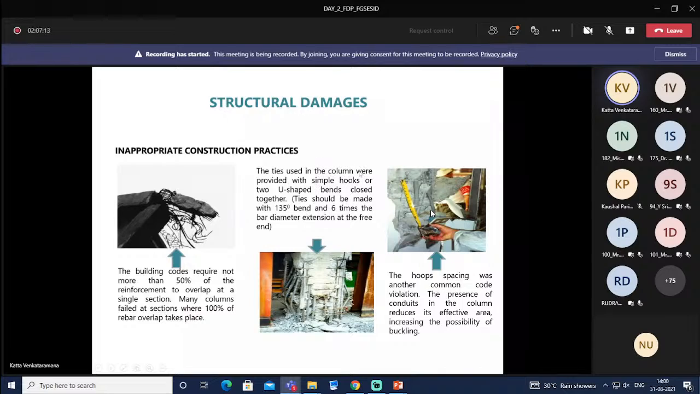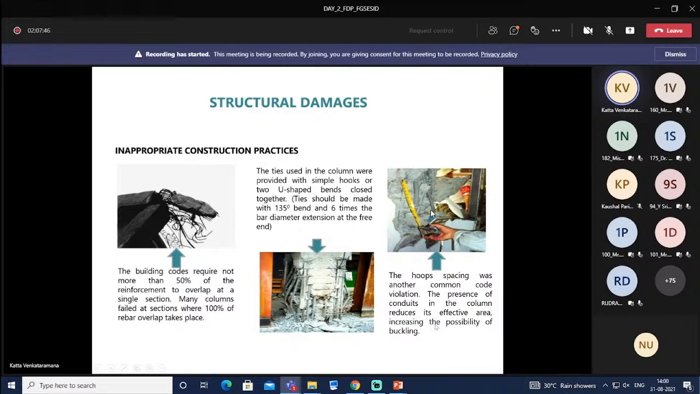Then the ties used in the column were provided with simple hooks or two U-shaped bends close together. Ties should be made with a 135-degree hook, and 6 times the bar diameter extension at the free end. That was not observed in many failure cases. Then spacing of stirrups: the hoops spacing was another common code violation. The presence of conduits in the column reduces its effective area.